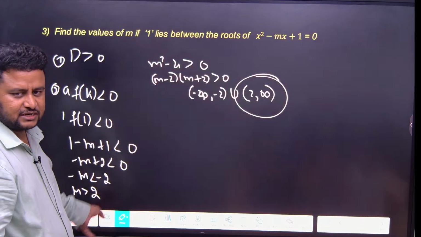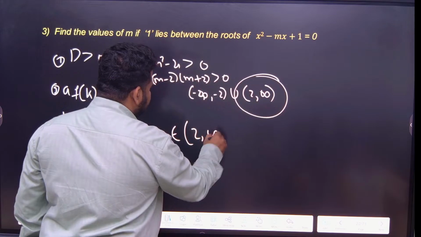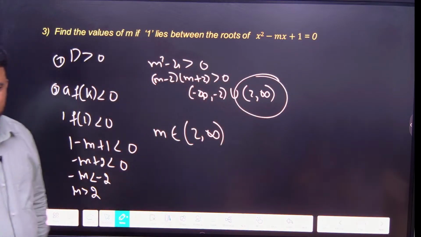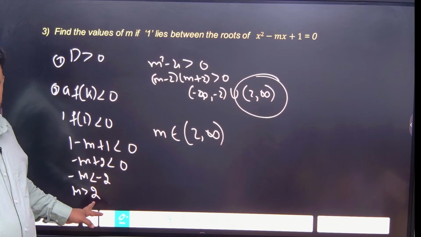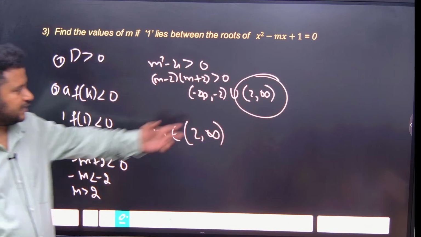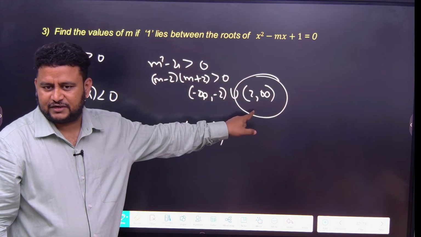Correct? So, using the conditions, the range of m is m belongs to 2 comma infinity, because m is greater than 2. If I combine these two conditions, the intersection gives me this. So the answer is 2 comma infinity. Getting it?